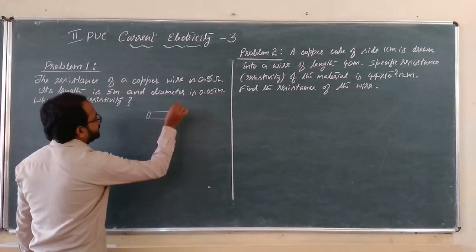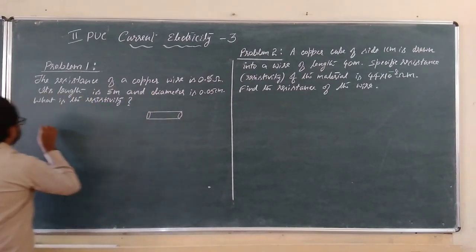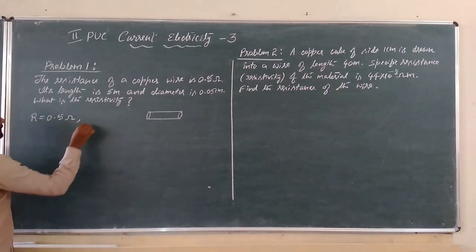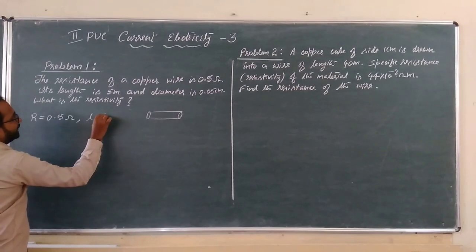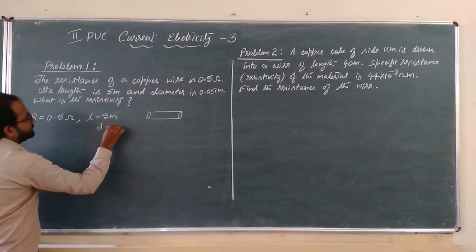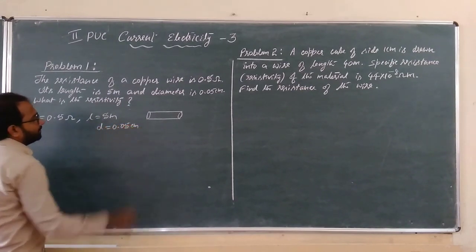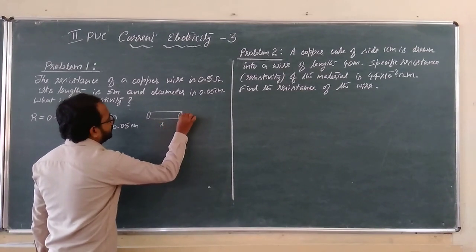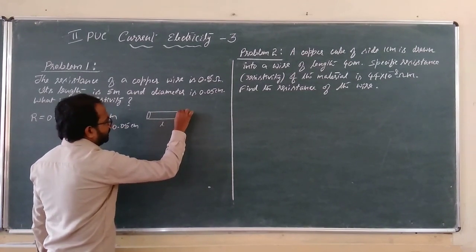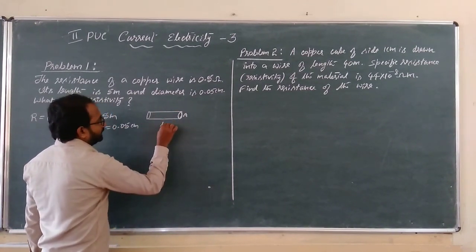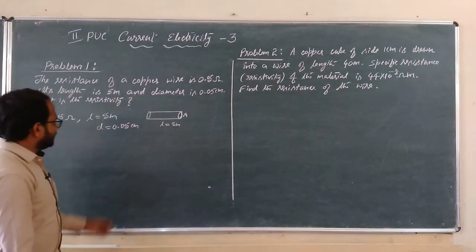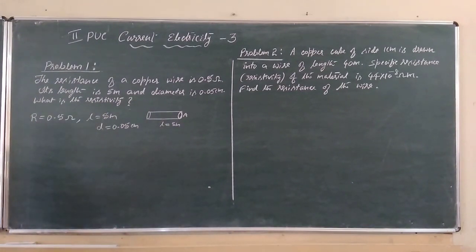Okay, so length is given, resistance is given, so R is 0.5 ohm. The length of the wire is given, 5 meter, and diameter, say small d, is equal to 0.05 centimeter. A is the area of cross section, right? It is a circular cross section. So L is equal to 5 meter, R is given, D is given. So you have to find out the resistivity.